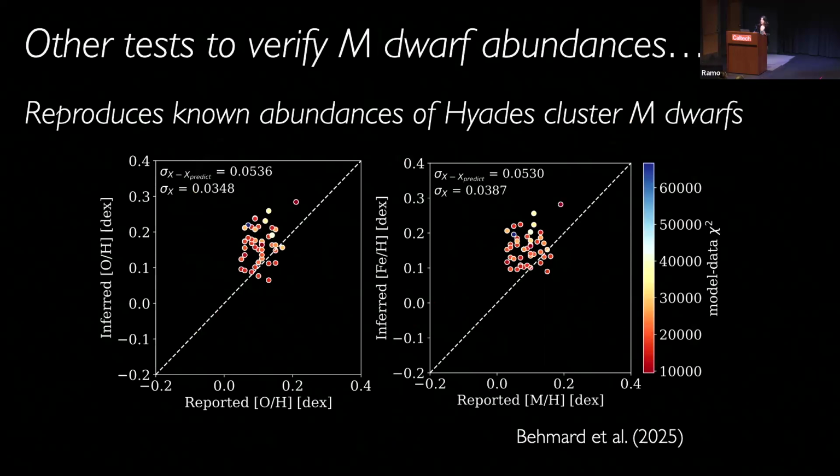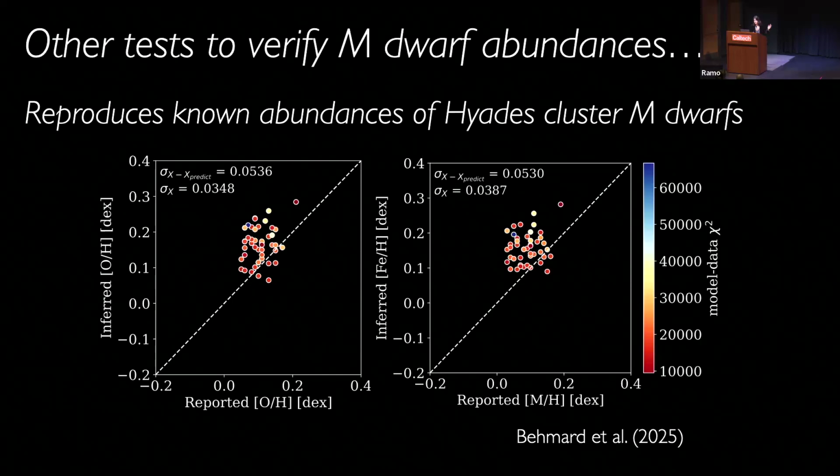Okay, so then we wanted to run a few more tests to verify that the M dwarf abundances we get from our model are pretty high quality. One of the tests we did is we wanted to make sure that we can reproduce some known reported abundances of M dwarfs in the Hyades cluster. Our results are shown here. There are some studies that basically used boutique stellar models to infer or to measure oxygen and bulk metallicity for M dwarfs in the Hyades.